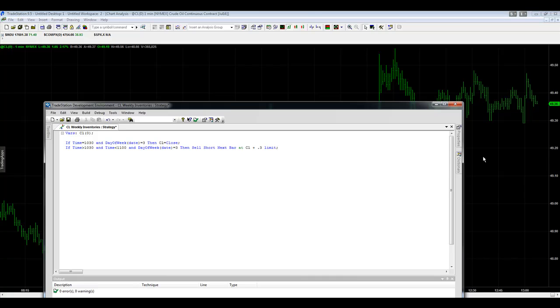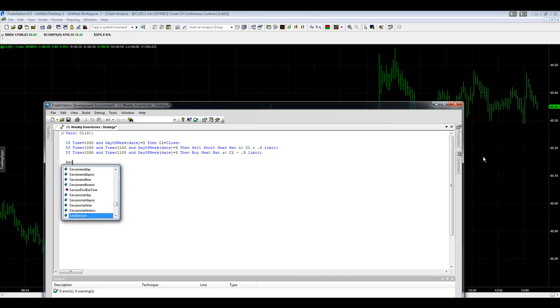You can make this very elegant as far as looking back at the last few Wednesdays and seeing what the ranges were in this time frame. A bit more complicated to code that, so I'm just going to show you the basics right now. If time is greater than 10:30, we did a long signal now, and time is less than 11 o'clock, and day of week of date equals 3, then buy next bar at the close minus 0.3 limit.